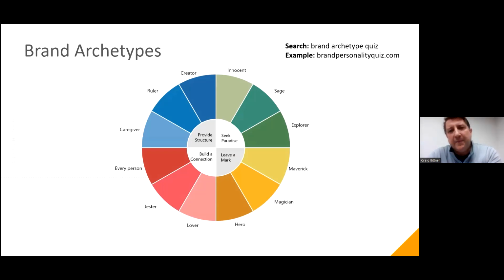Starting with the innocent, the brand archetypes are: the innocent, the sage, the wise kind of sage, the explorer, the maverick, the magician, the hero, the lover, the jester, the every person, the caregiver, the ruler, and the creator. Now, each of those, I'm going to give you some examples. I didn't outline all 12 of those because I didn't want to spend a lot of time really getting into the brand archetype. But once you take your belief statements and you start to do some of these questionnaires, it'll give you just a little more insight.